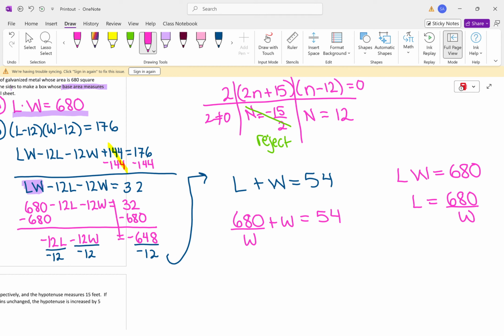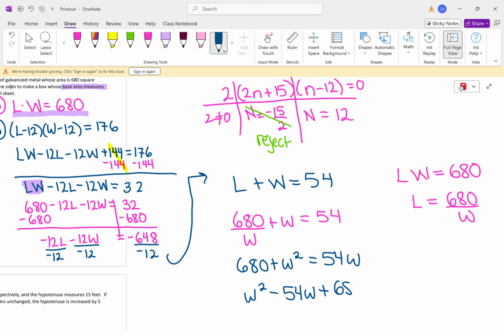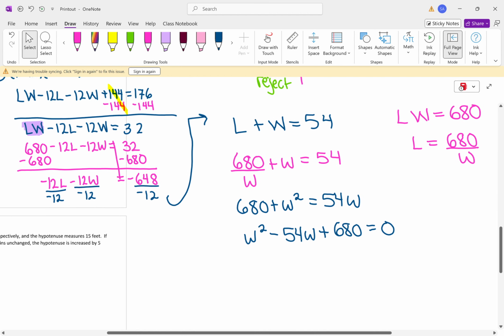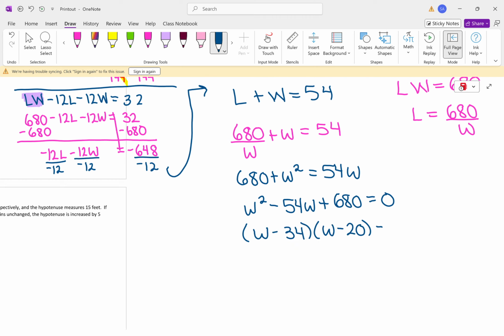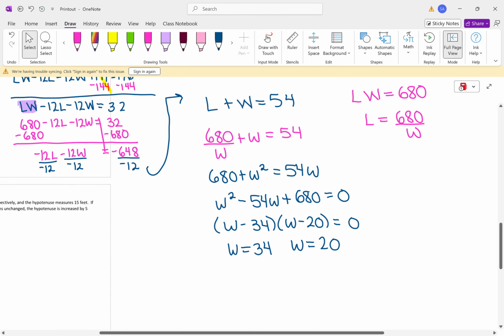Very similar to the process we just did before in the other problem, right? I'm going to eliminate the denominator. So I'm going to have 680 plus W squared equals 54W. If we factor, we're going to get a W minus 34 and a W minus 20. So we're going to get W equals 34 or W equals 20.